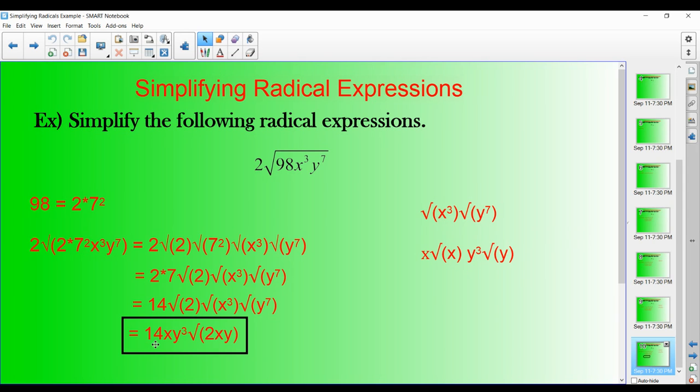So my final answer is 14xy cubed multiplied by the square root of 2xy. And that's how we simplify radical expressions.